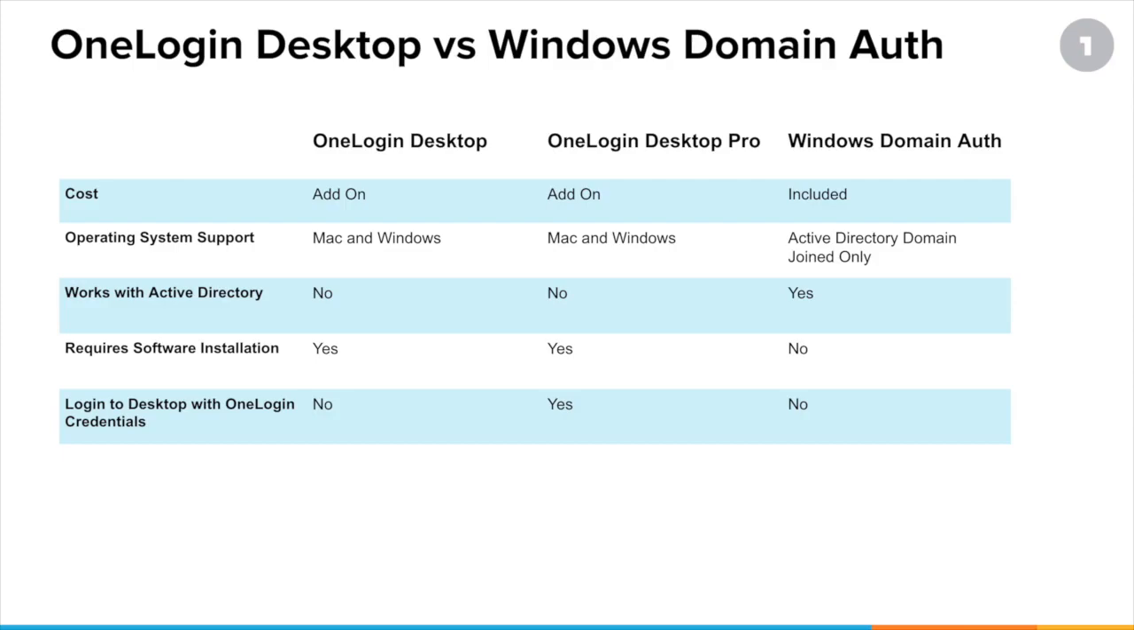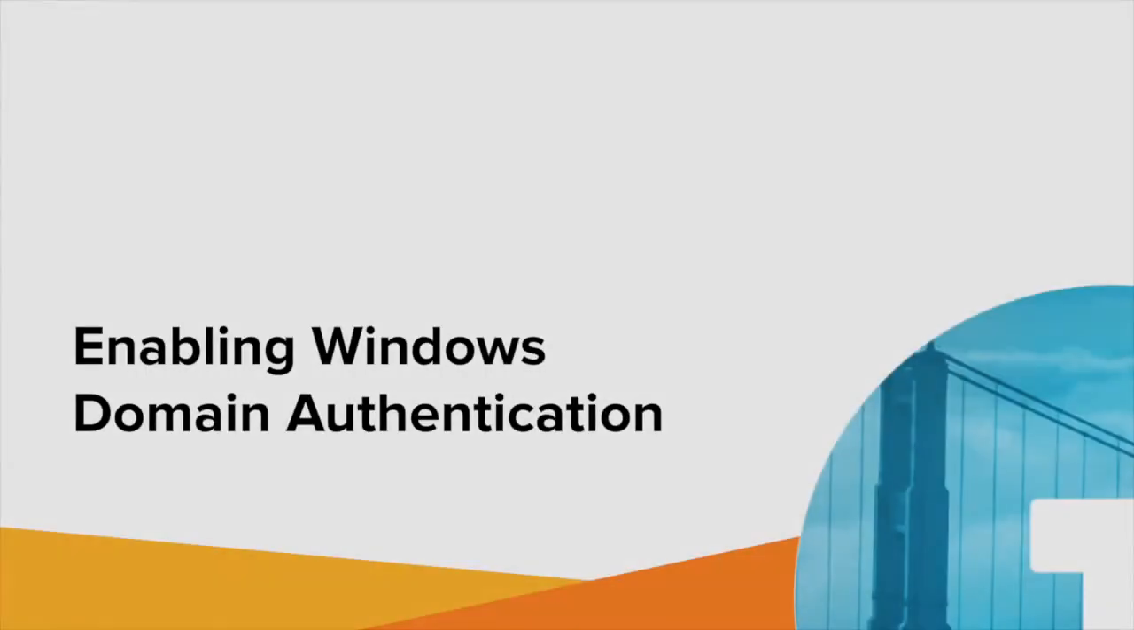It's part of the base plan. Also, you have to install software on a client's system for OneLogin Desktop to work. Windows Domain Authentication doesn't involve installing anything on the client systems. And then last but not least, the main difference is OneLogin Desktop works on standalone systems. WDA requires that the desktops the users are logging in from are part of an Active Directory domain. Now that we have a basic understanding of what WDA does, let's take a look at how to enable it.